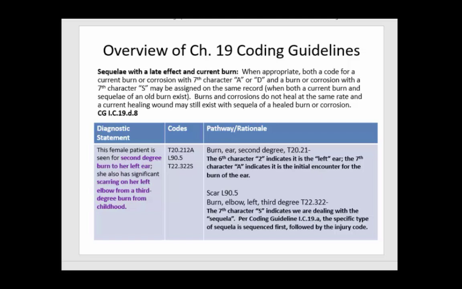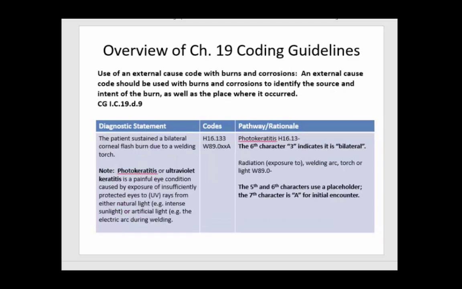Sequencing is really important. I think it's some of the hardest things for us to learn. But if we read our statements, read the way the doctor says it, and follow the guidelines that step you through how to do it, it isn't as hard as it seems. You just can't get away from going back to those guidelines for direction of how you would sequence codes. The use of an external cause code with burns and corrosions is something we've been doing all along in all of our examples. I'm just showing you that there is a guideline that tells us we have to do that.